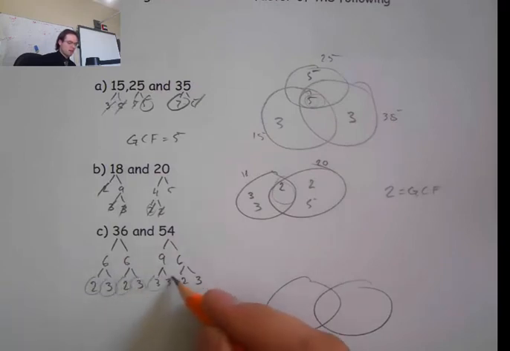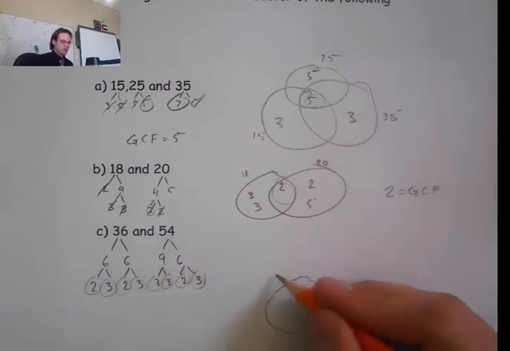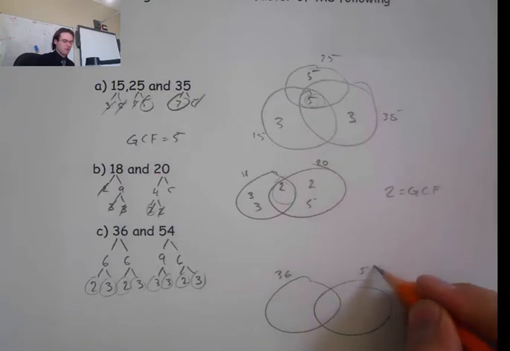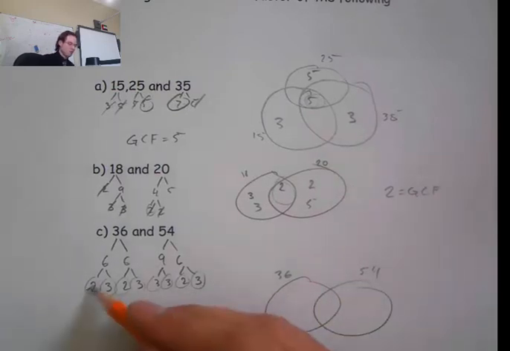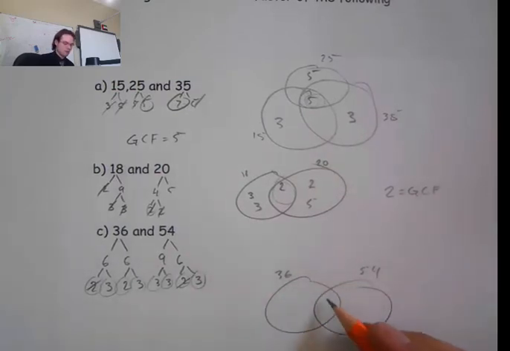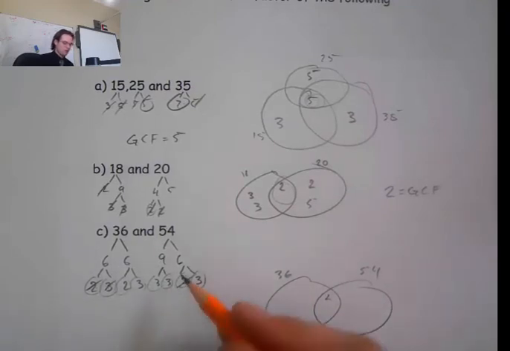These are all my prime factors. And let's see which go where. 6 and 50. Okay, now let's see. We have 2 here. Is there 2 in this one? Yes. So that goes in the middle. 3. Do I have a 3 here? Yes. We'll go in the middle as well.